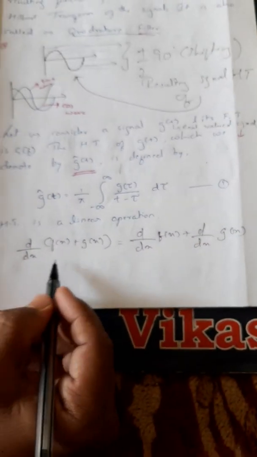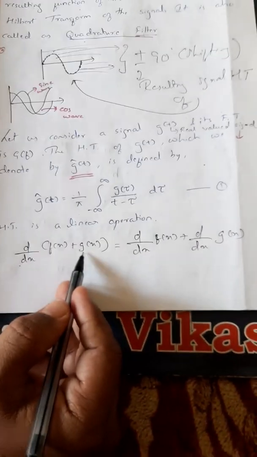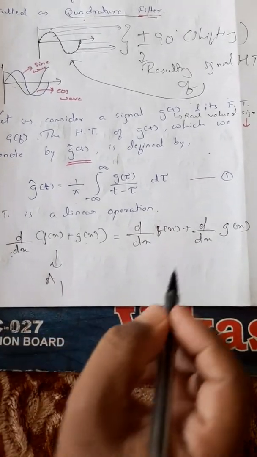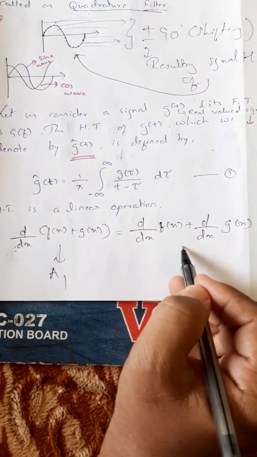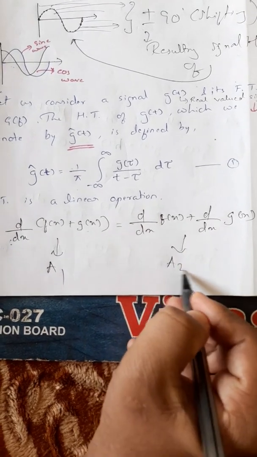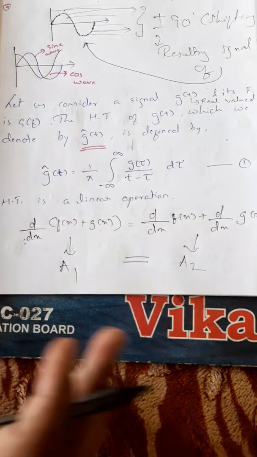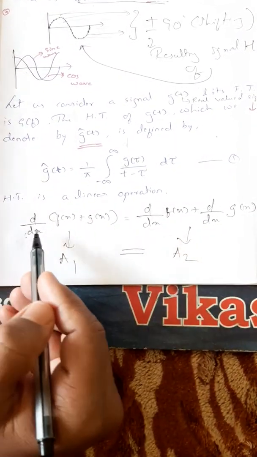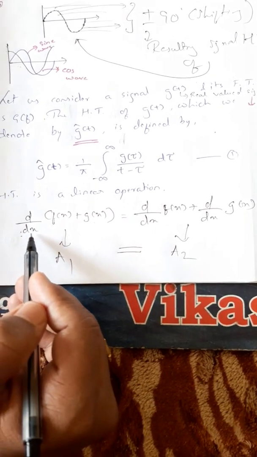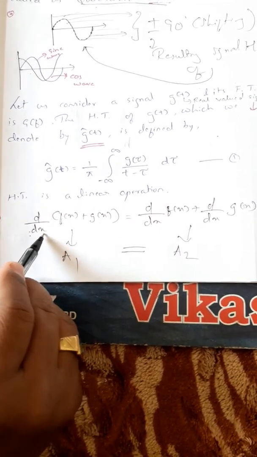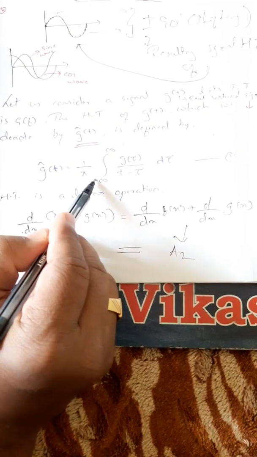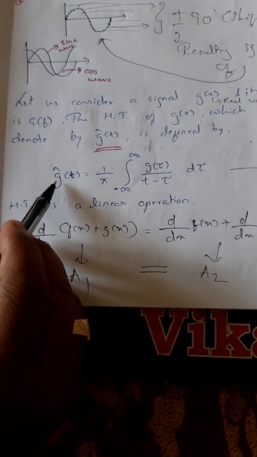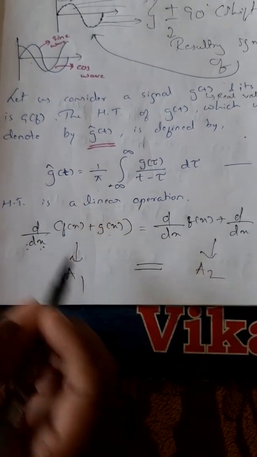What it means is, if I add these two and afterwards differentiate, whatever result I get, I will call it a1. And if I separately differentiate them and then add them, I'll call this a2. If these two are equal, then I'm going to call it linear. As we already studied in signals and systems, differentiation is a linear operation. When differentiation is linear, I can say integration is also a linear operation, and that means the Hilbert transform is also a linear operation.